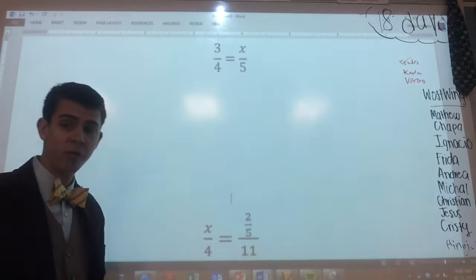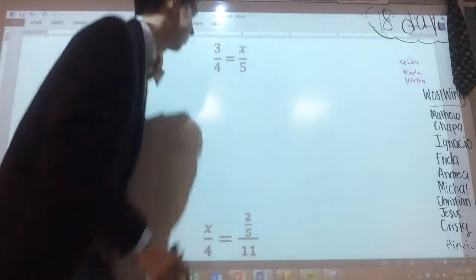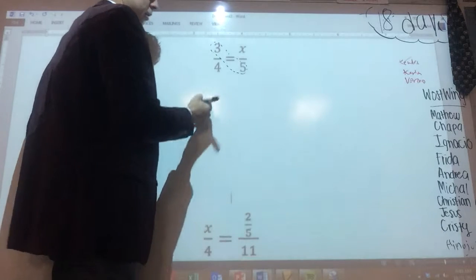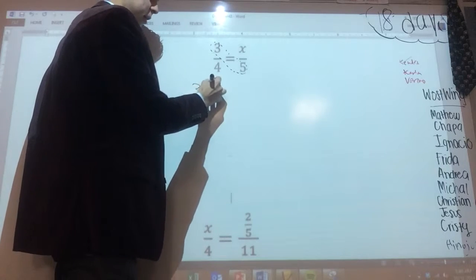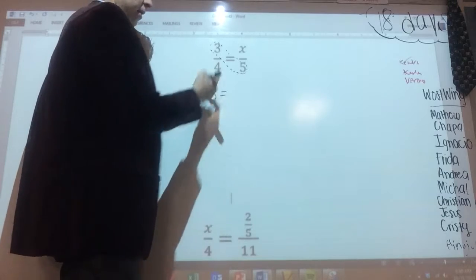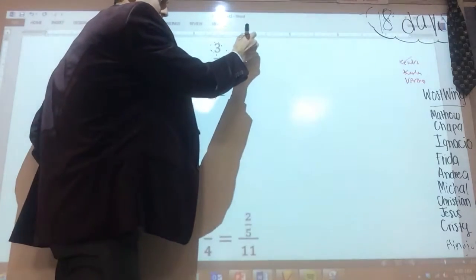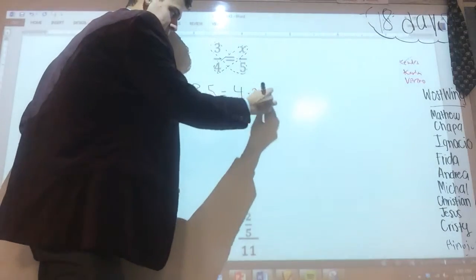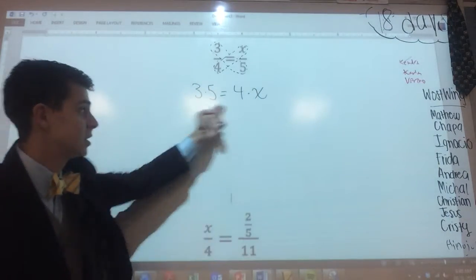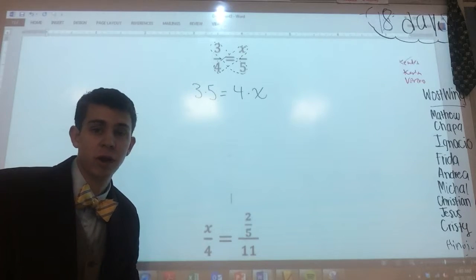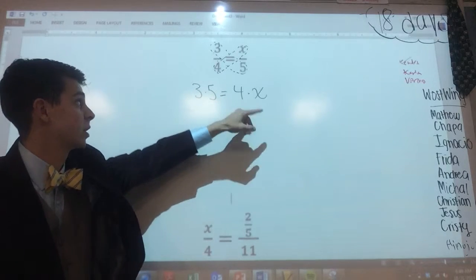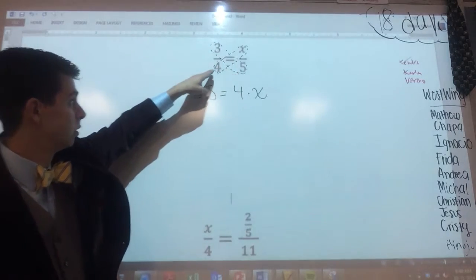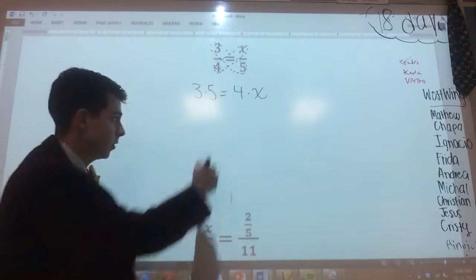The way that we can solve for x here is by multiplying 3 times 5, I'm going to write it here, and then we're also going to multiply the 4 times x, and write it here, and this here is a much easier equation in which to solve x. We have 3 times 5 is equal to 4 times x. So this is what we'll have.